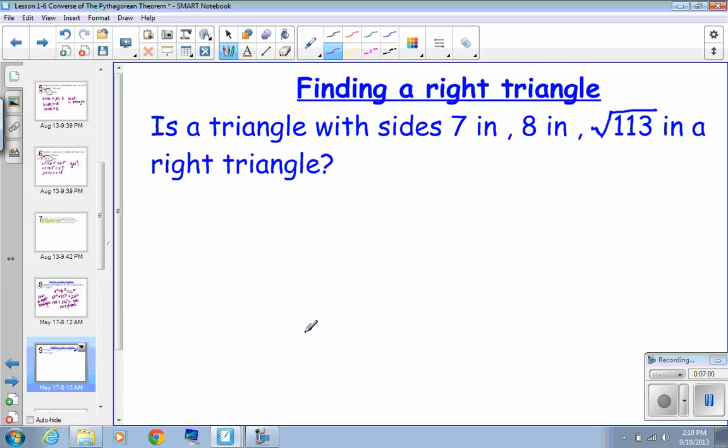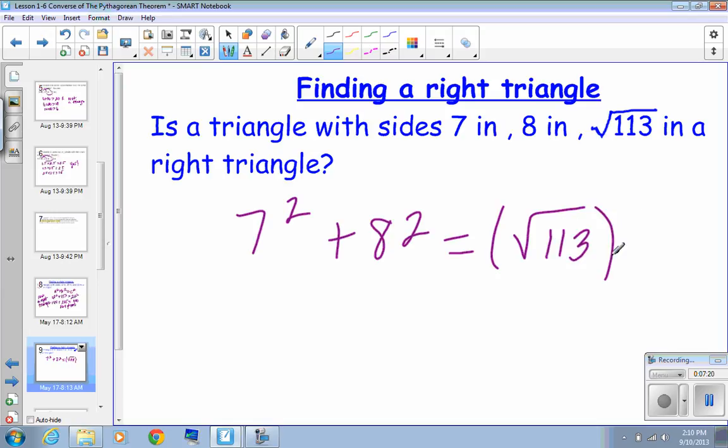Let's look at another one together. This says 7 inches, 8 inches, and the square root of 113. So I'm going to try 7 squared plus 8 squared equals, and I'm going to put it in parentheses, the square root of 113 squared. Any time I square a number under the square root button, I'm going to get that number.